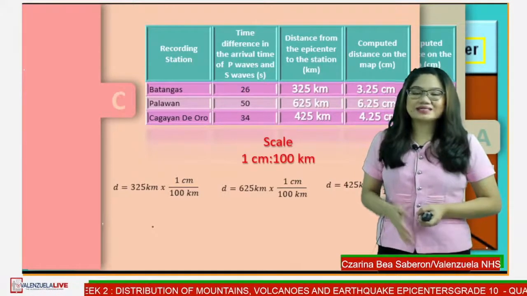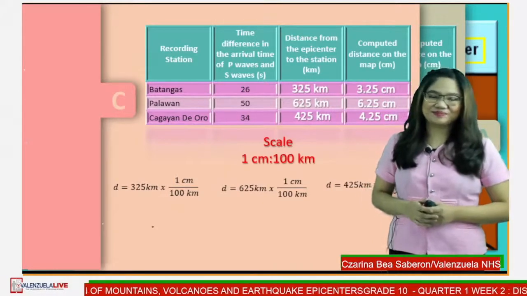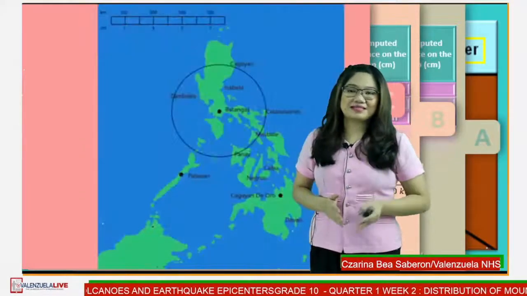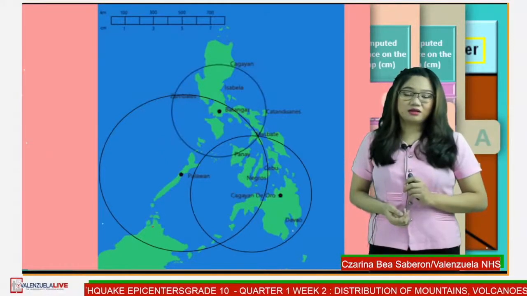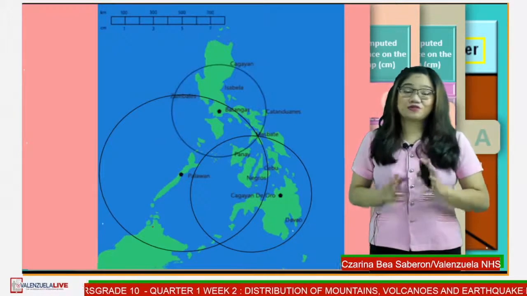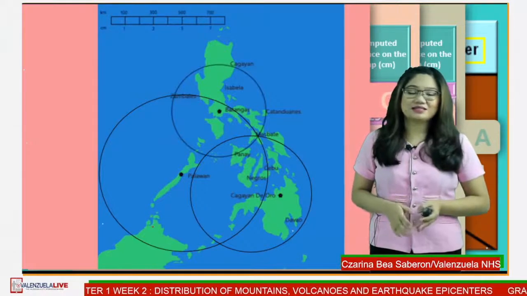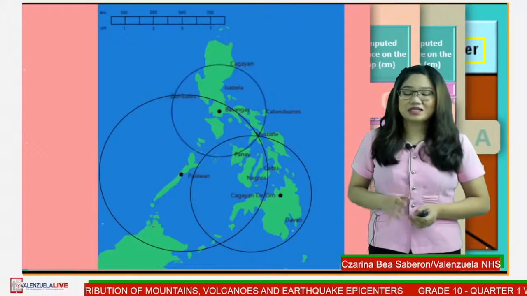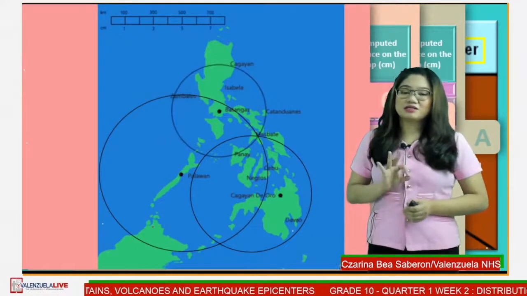So let us now plot this data on the map and do the triangulation. Okay. So for this step, you are going to need pencil, ruler, and compass. So first thing that you need to do here is to measure your converted distance on the map and make a circle around it. So since we have 3 seismic stations, you are going to measure and draw the circle for the 3 seismic locations.